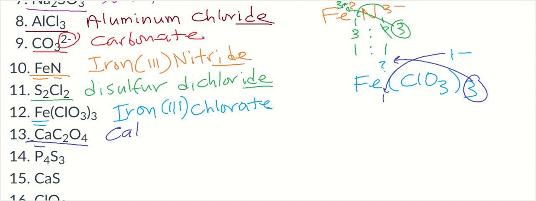Just write the name of the cation, calcium. In this case, you don't have to worry about the element. It's just a polyatomic ion, so that's oxalate.